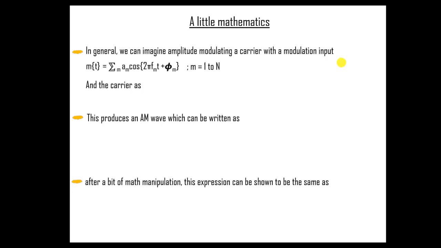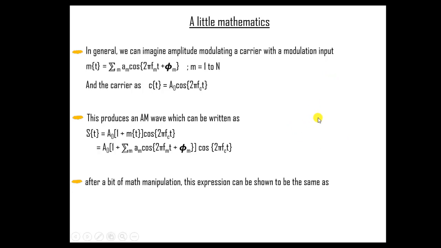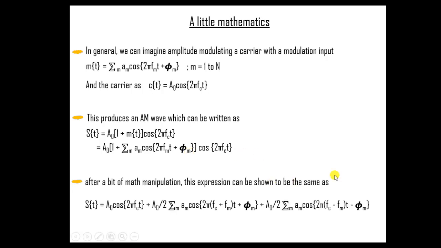The carrier can be written as this. F sub c is the frequency of the carrier. These two equations together generate an amplitude modulated wave S of t that can be written like this. We can notice that this wave has a frequency equal to that of the carrier, while its amplitude is being varied according to the message signal m of t. This last expression on further mathematical manipulation reduces to a more informative form, which is this.